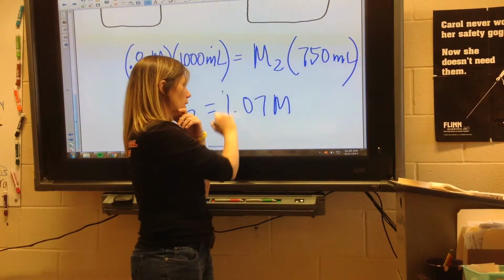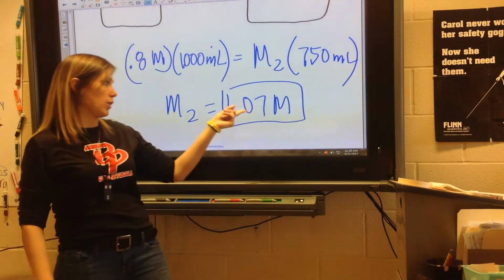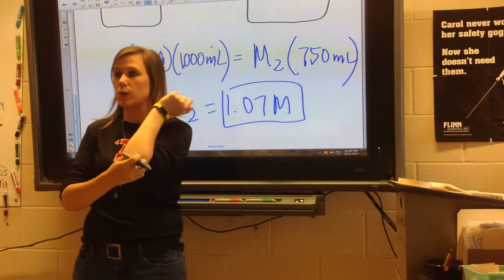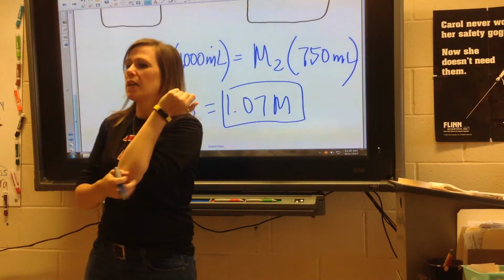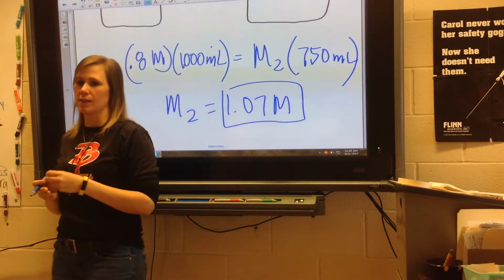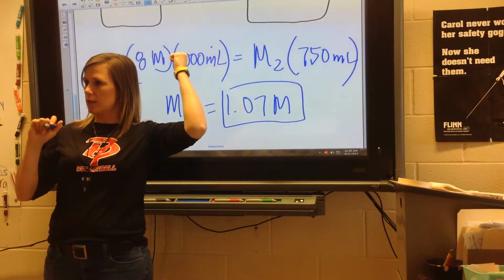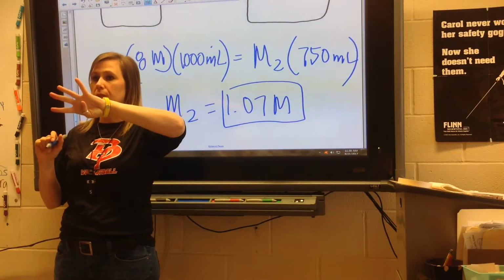1.07 molar. So that's your new concentration. You guys see it's more concentrated than the 0.8 that we started with. The only reason I'm talking about this is that what we just did is like number 3 on your worksheet. There are 4 problems, by the way.